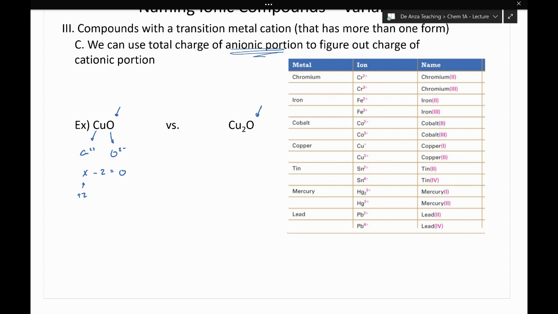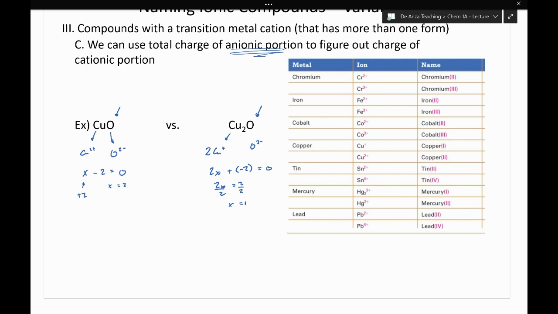And we can do the same thing over here. We have O2 minus, and in this case, we have 2 coppers. And so this is the same as saying 2 times the charge of copper plus negative 2 equals 0. And if we look at this, we could say 2X equals 2, divide by 2, divide by 2. In this case, X equals 1. So here we'd say that each of our coppers only comes with a plus 1 charge because we have 2 of them to compensate for the 2 minus charge from oxygen. We could have done the same algebra here: X minus 2 equals 0, so X equals 2.